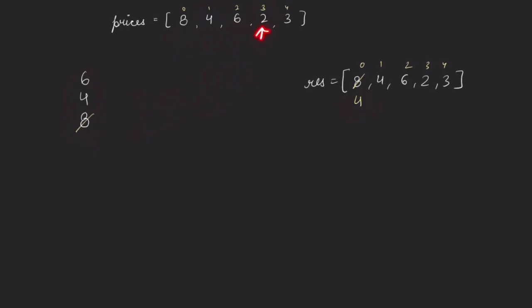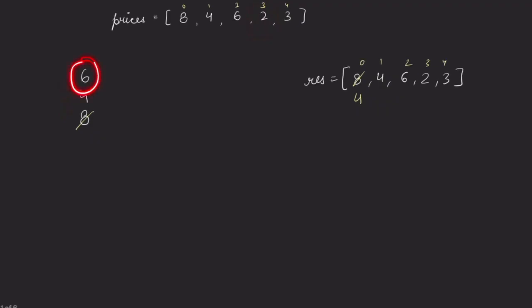So now I have a 2. Now can this 2 be a discounted price for any of these? So I will check. 2 is less than equals to 6, right? So yes, for 6 it can be a discounted price. So I will do 6 minus 2, which will give me 4. So this will change to 4, right? And this is discounted now.